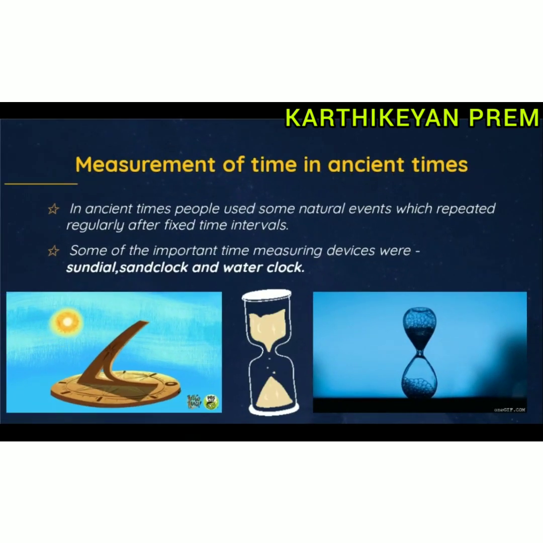Measurement of time in ancient times. In ancient times, people used some natural events which repeated regularly after fixed time intervals. Some of the important time measuring devices were sundial, sand clock and water clock.